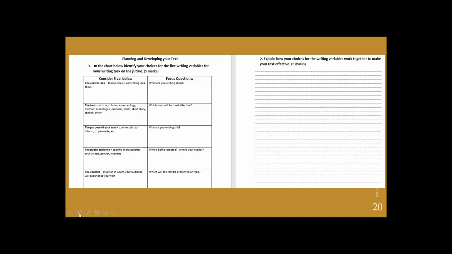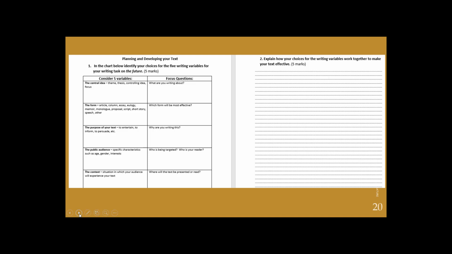So here's the planning. It's worth 5 marks. What are you writing about? Which form will be the most effective? Why are you writing it? Who's being targeted? Who's your reader? And where's the text presented?